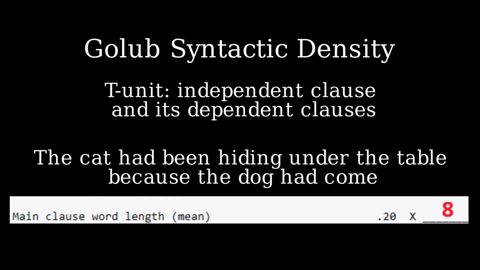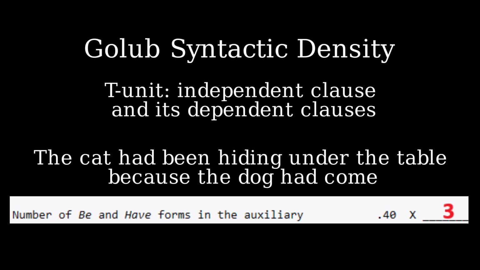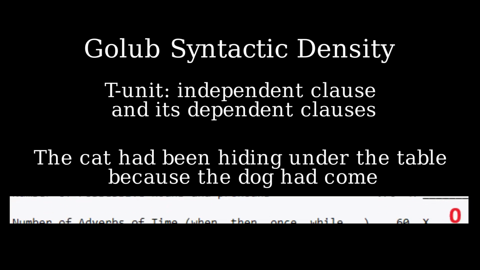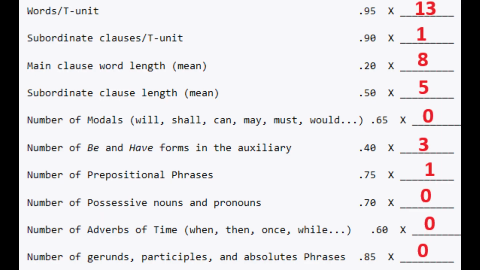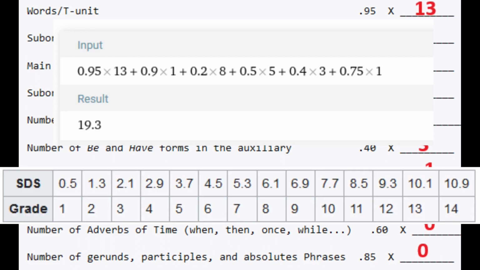There are 8 words in the main clause, and there are 5 words in the dependent clause. There are no modals. There are 3 auxiliary verbs: had, been, and had. There is one prepositional phrase, under the table, and there are no possessives or the other things. We add these up and divide by the 1 T-unit and get 19.3, which this table says should be a difficult read. Again, this is skewed because there's only one sentence.